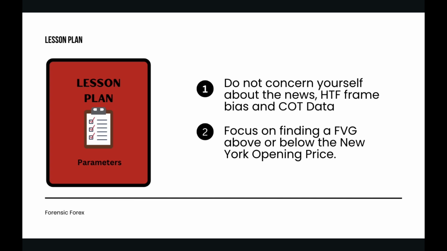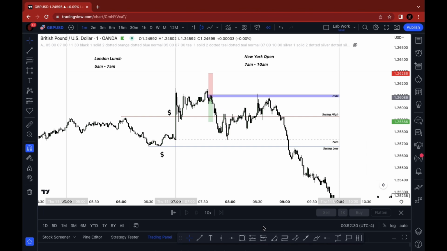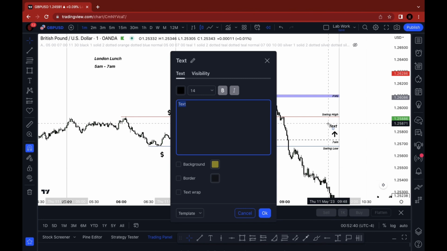Now, this is what I was referring to throughout the video. This fair value gap is physically forming either above or below the opening price, depending on the setup. Let's take a look at that GU, UCAD example and a few others. We can see that the fair value gap is physically forming above 7 a.m. opening price. So anything above 7 a.m. opening price is going to be a premium, or as we know it, an overbought condition.